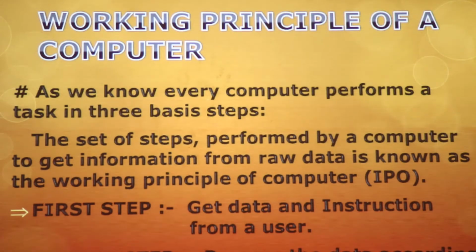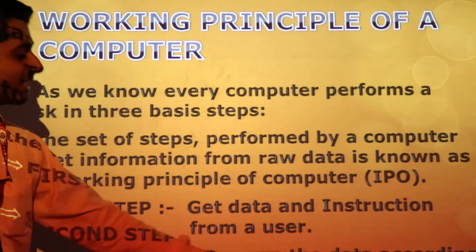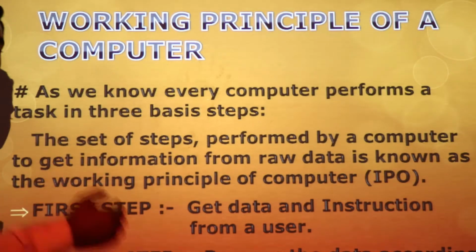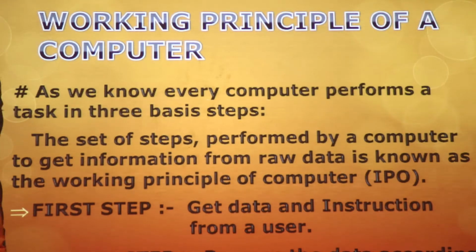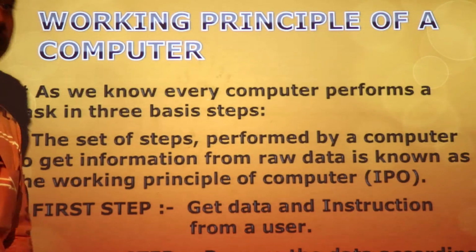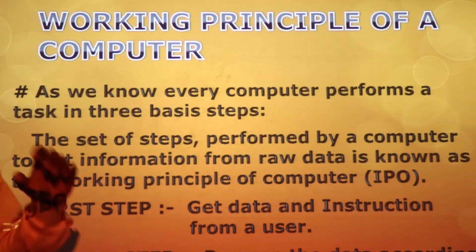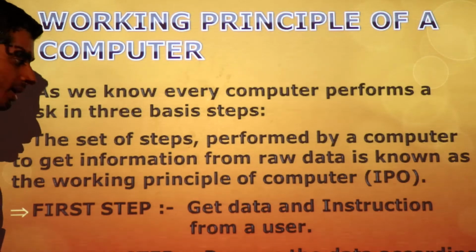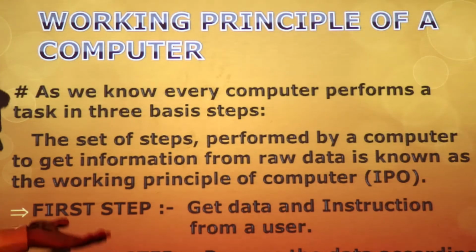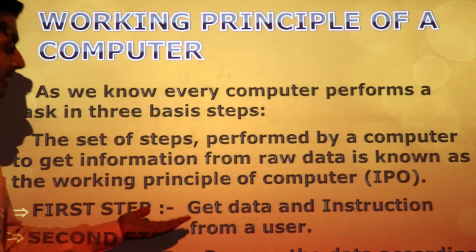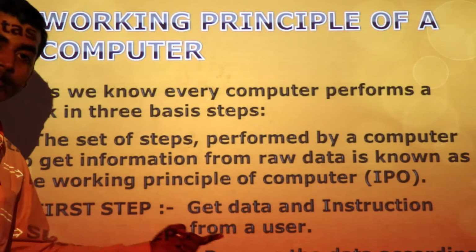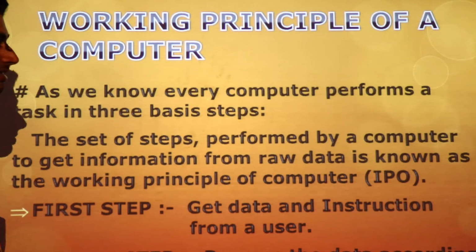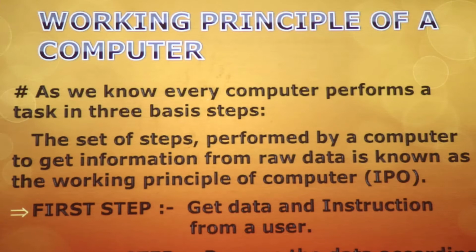So the second step is to process the data according to the instruction. According to our instructions, the computer can process our data. While we are going to calculate some data, the computer performs the calculations. And while we are giving some instruction to the computer, it can perform some tasks according to those instructions. So the first step is to get data and instruction from a user, and the second step is to process the data according to instruction, that is known as I and P, and O means output.